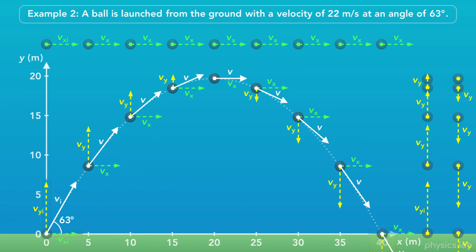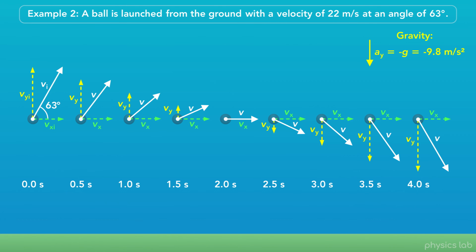If we combine the x and y velocity components at each time point, we can see the actual velocity vector of the ball. The x components stay the same, but the y component changes, which changes the length and direction of the vector. The vector always points in the direction of the ball's motion, and when the ball is at the maximum height, the y velocity component is 0, so the velocity is just the x velocity.